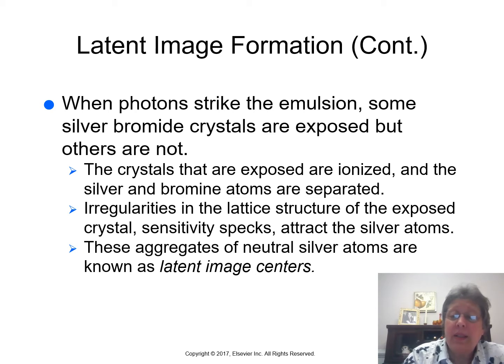So when the silver or the bromide release that negative electron, opposites attract. So the negative electron finds its way to bond with the sensitivity spec, which is positive. When the positive and the negative meet, that sensitivity spec now becomes neutral. It has no charge. The positive and the negative cancel each other out. And that is where the latent image is stored.